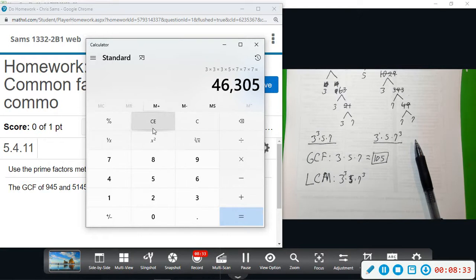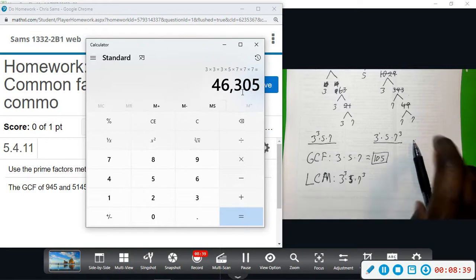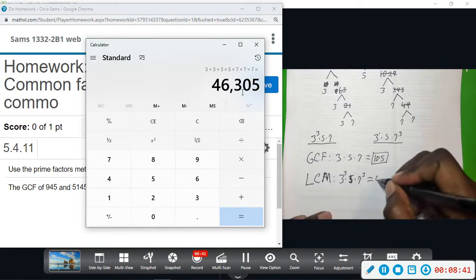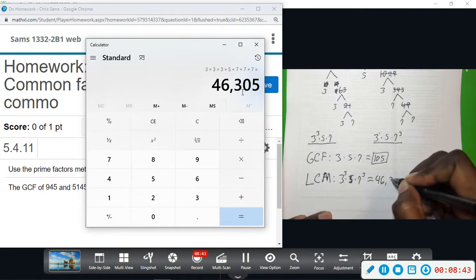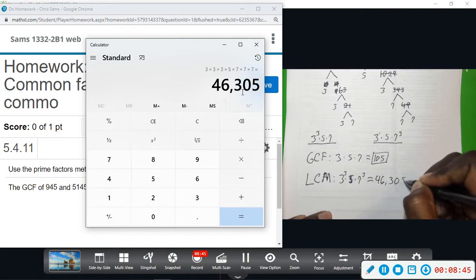Okay. So I'm looking up here. We have 3 3's, 1 5, and 3 7's. So 46,305. Okay. That will be our least common multiple.